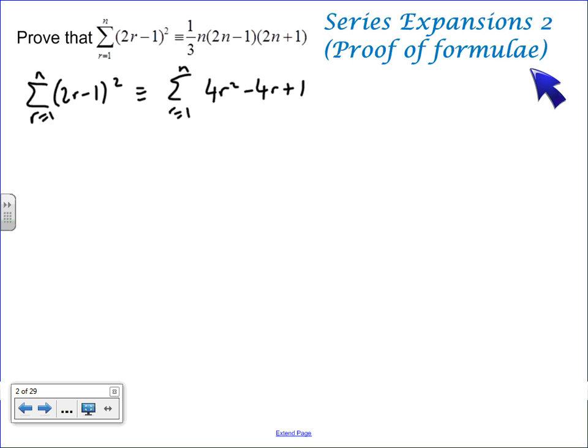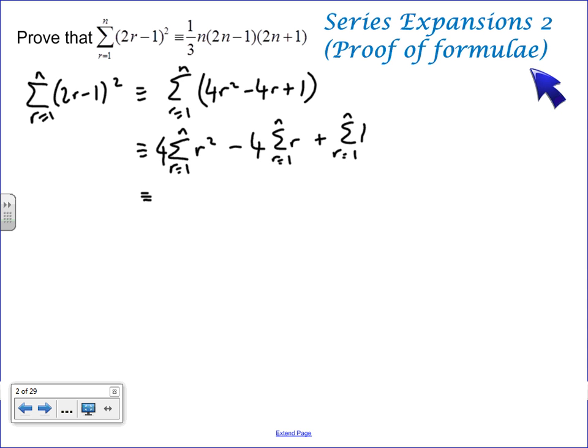And if you've written it like this, then you've gone wrong. You absolutely have to have brackets around it, otherwise it's completely wrong. Continuing to pull it apart, we have 4 times sigma r squared minus 4 sigma r plus sigma 1, and obviously the limits are the same, r equals 1 to n in every case. And that's the end of the first part.